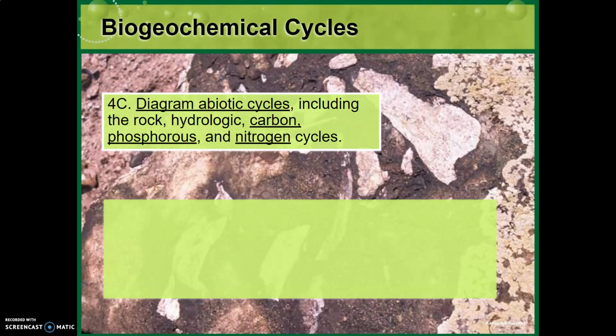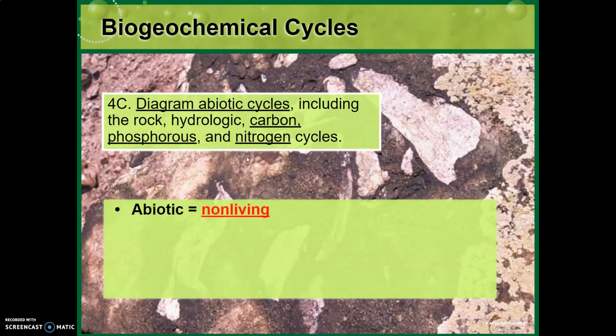All right, so what we're going to talk about next are biogeochemical cycles. We're actually going to talk about three cycles in this video. It's still part of TEAC 4C, which is diagram abiotic cycles, and then we're going to talk about the carbon, phosphorus, and nitrogen cycles today.